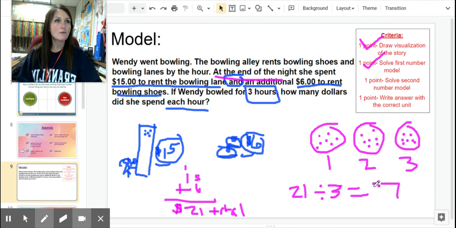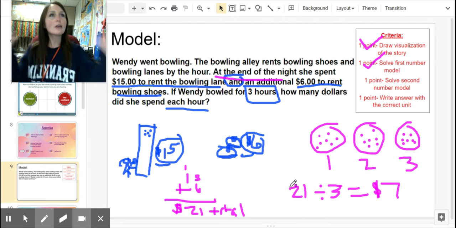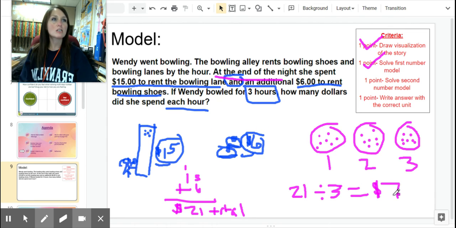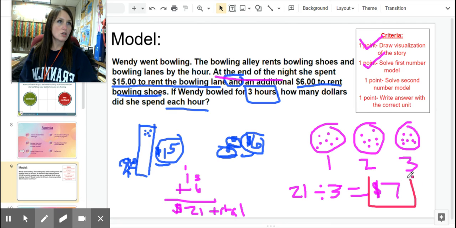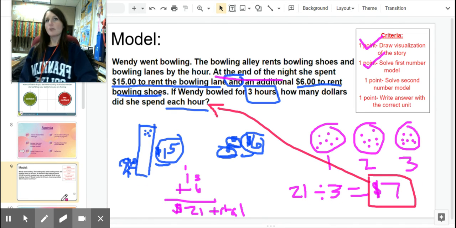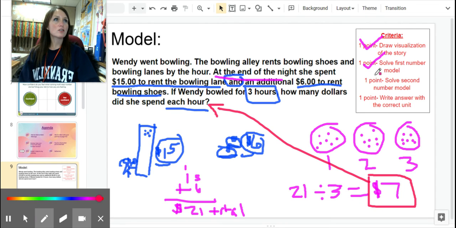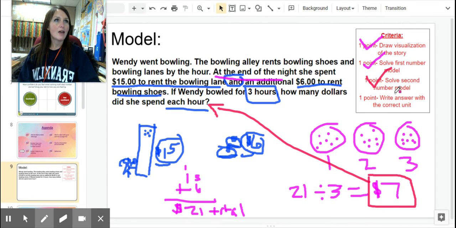That equaled $7 because 7 plus 7 plus 7 equals 21. That makes sense. So how much did she spend each hour? She spent $7 each hour, and then that equaled 21. Perfect. So see how I had to write my second number model, and then I had to write this with my unit of dollars.